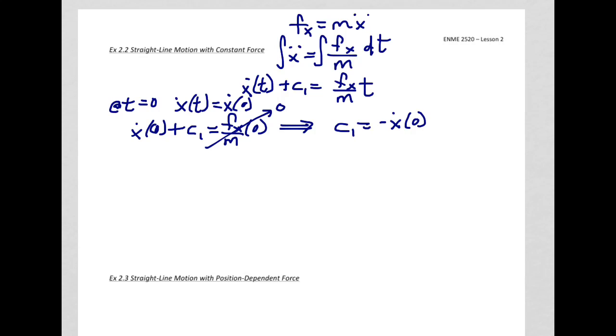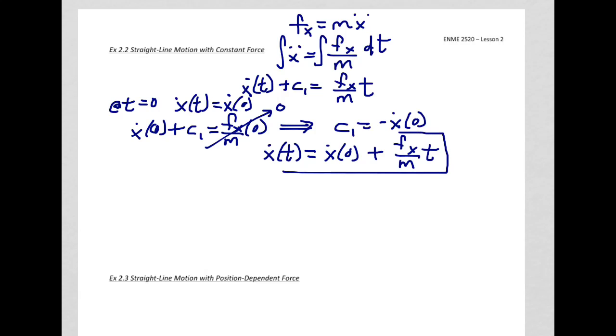And so our equation for the speed is x dot at any time t is equal to our initial speed plus f of x divided by m multiplied times t. All right, so that's our equation for our speed given a constant force. And so what we see here is that the speed is going to be increasing at a constant rate, or decreasing at a constant rate, depending on whether that force is positive or is negative.